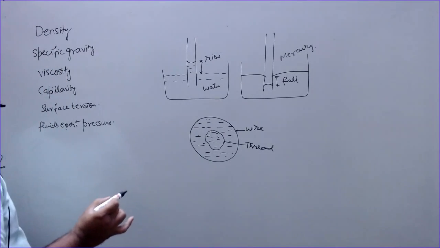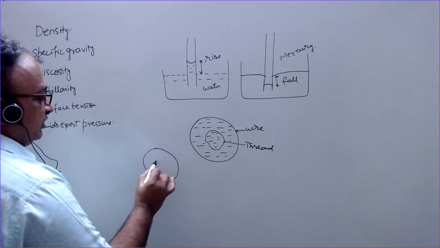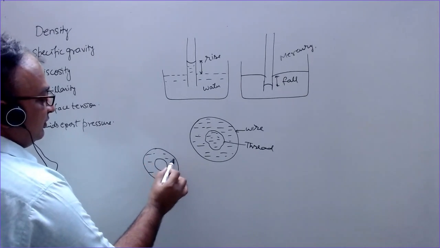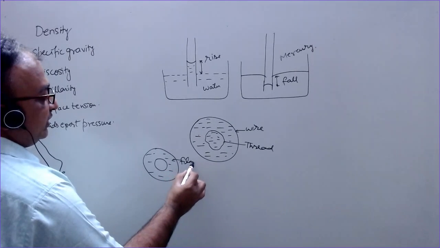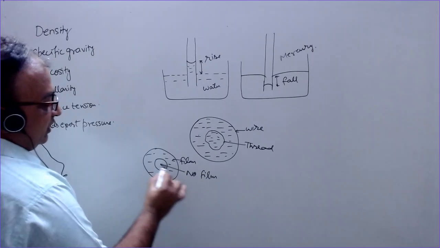Can you answer what will happen? If you puncture it, what will be the shape? The shape will be like this. The film is here. We do not do anything to this film, and here we have no film. What is this? The thread.